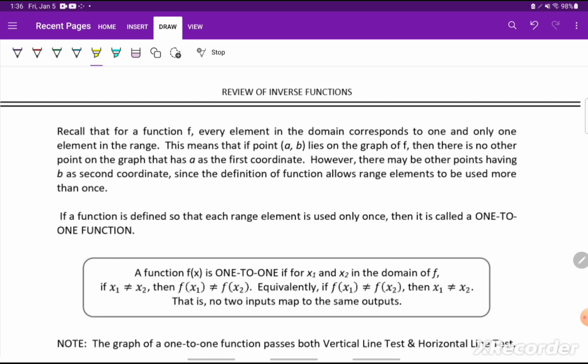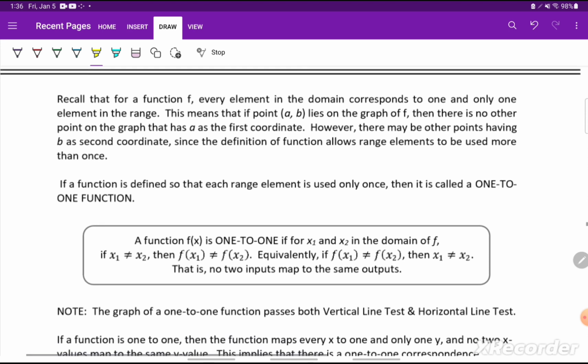However, there may be other points having b as the second coordinate, since the definition of function allows range elements to be used more than once. So with a regular function, x values don't repeat, although y values can repeat. If a function is defined so that each range element is also only used once, then we call it a one-to-one function. So here's our formal definition of one-to-one function.